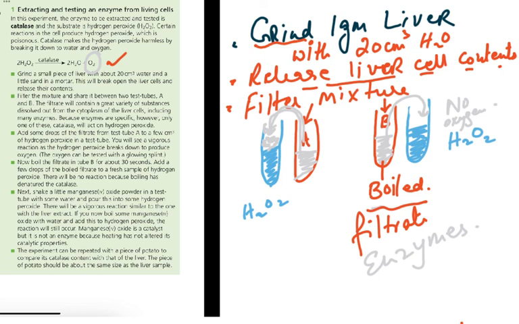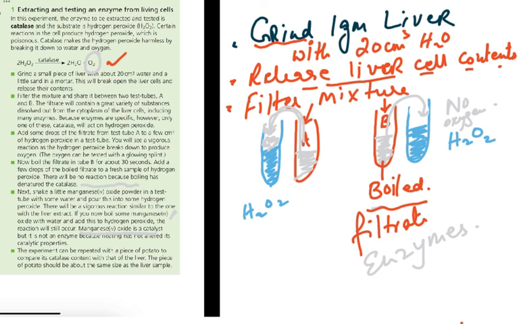But if you take manganese oxide powder in a test tube with some water and pour this into some hydrogen peroxide, this will also give you a vigorous reaction similar to the one with the liver extract. But if you boil the manganese oxide with water and then add it, it will still produce a reaction. The reason is manganese oxide is a catalyst, but it's not an enzyme because heating has not altered its catalytic properties.